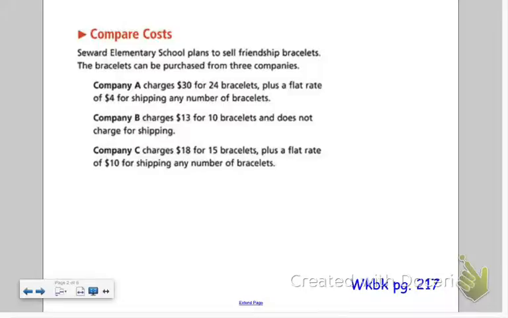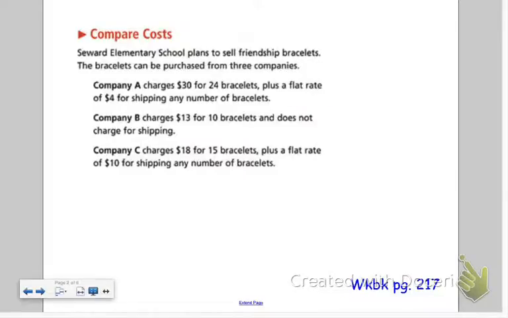So when I say a flat rate, I'm saying it's going to cost you $4 for any number of bracelets. No matter what, you're going to pay $4 for shipping. Whether you buy 1 bracelet or 100 bracelets, you're going to spend $4 just for shipping. So that's why they say it's a flat rate. Company B charges $13 for 10 bracelets, so might be a little more expensive, but they do not charge for shipping. And Company C charges $18 for 15 bracelets, plus a flat rate of $10 for shipping any number of bracelets. So they're charging more for shipping.